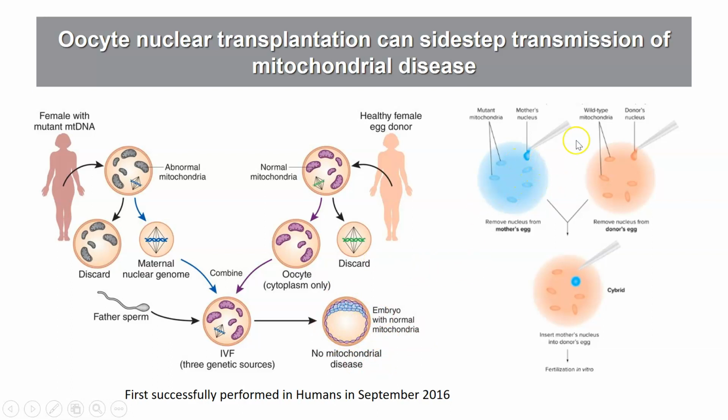Okay, and this slide is just showing the actual process of removing the mother's nucleus and implanting it into the donor's egg, from which the donor's nucleus has been removed. So most of the genetic material in this egg is coming from the mother, but we're avoiding using her mutant mitochondria and instead relying on the normal wild-type mitochondria from the donor egg. So this technique is called oocyte nuclear transplantation, and this was first used successfully in humans in 2016.